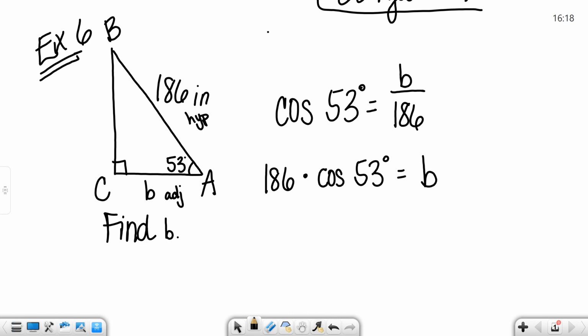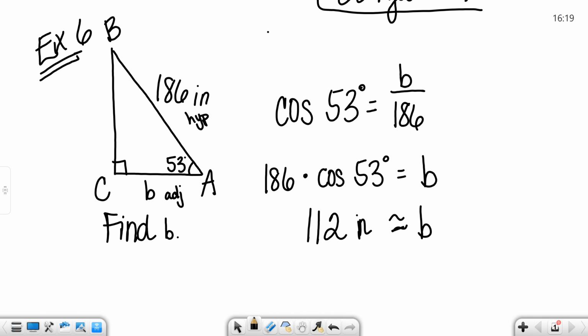Now on your calculator, making sure your calculator is in degrees, you multiply and you should get, we're going to round to the nearest whole number again, about 112, and these were in inches. That little squiggly right there means about or approximately. So b is about 112 inches. All right.